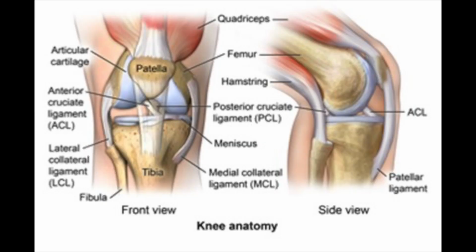So the ACL is a ligament. It's called the anterior cruciate ligament in your knee, and it essentially connects your femur to your tibia. It goes from one to the other in between, and it controls forward motion of your tibia. By the way, tibia is your shin bone. So the ACL stabilizes the tibia, and it doesn't let it slide forward in front of your femur, because that would not be great.